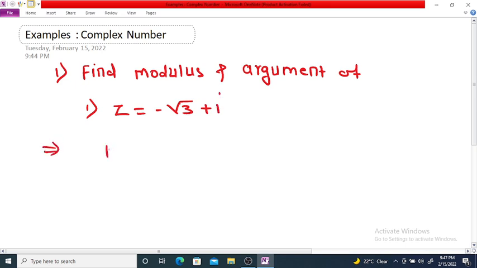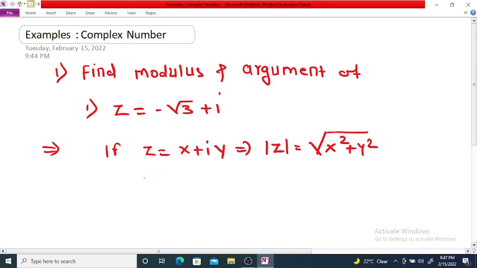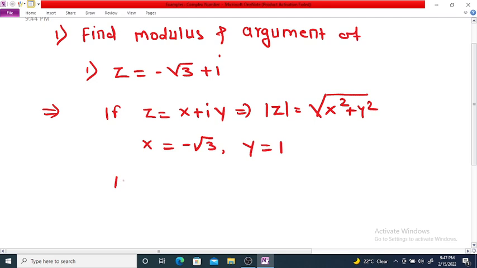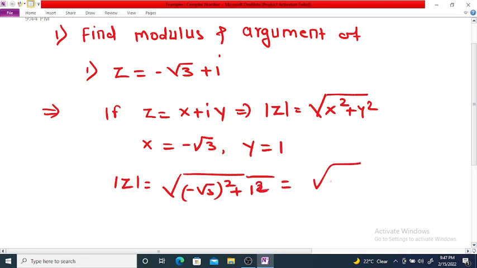So we know that if z is equal to x plus iy, then modulus of z is equal to square root of x square plus y square. So in this example, the real part of z is equal to minus square root 3 and imaginary part is equal to 1, and therefore mod of z is equal to square root of minus square root 3 square plus 1 square. So this is 3 plus 1, which is equal to square root 4, which is equal to 2. So modulus of z is equal to 2.